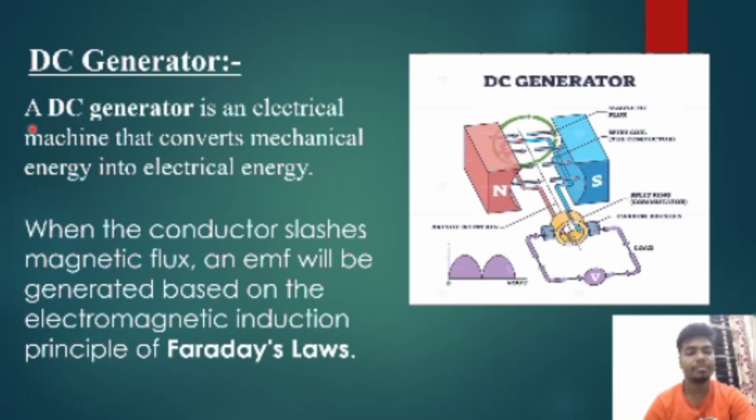DC generator. A DC generator is an electrical machine that converts mechanical energy into electrical energy. When a conductor cuts a magnetic flux, an EMF is generated based on the electromagnetic induction principle of Faraday's law. Let us understand the DC generator. A DC generator consists of a north pole and a south pole, the magnetic flux, the wire called the conductor, a split ring called the commutator, carbon brushes and the load. When a wire coil rotates, the EMF is induced and supplied to the load.